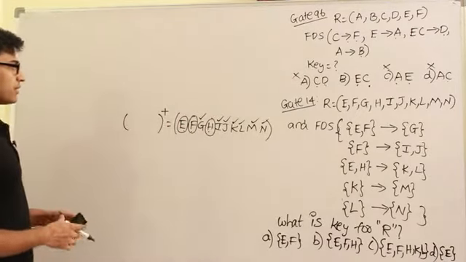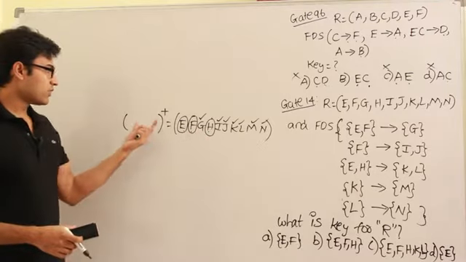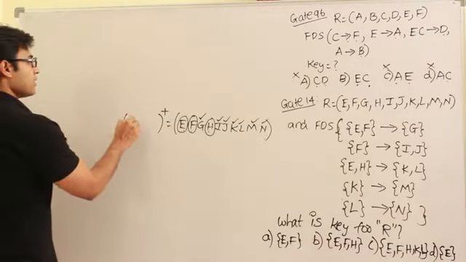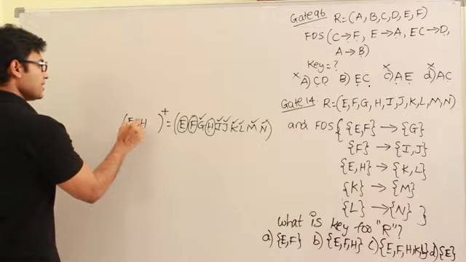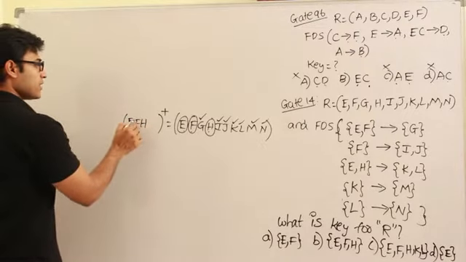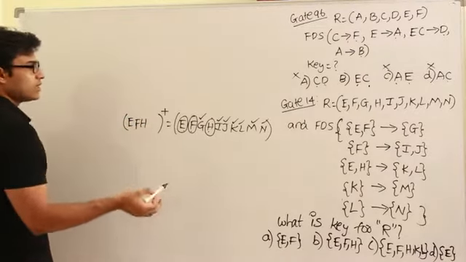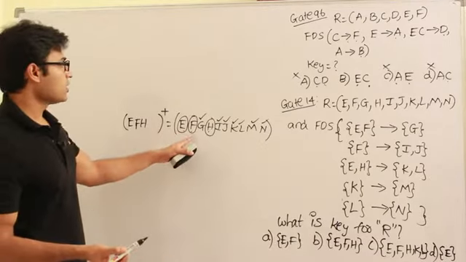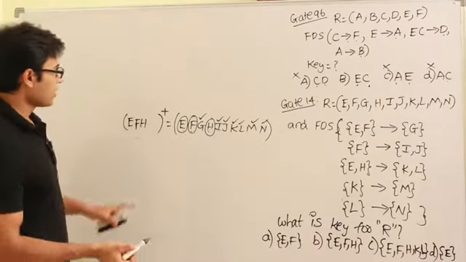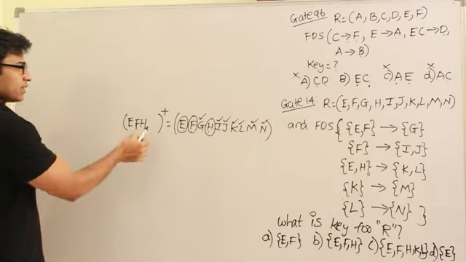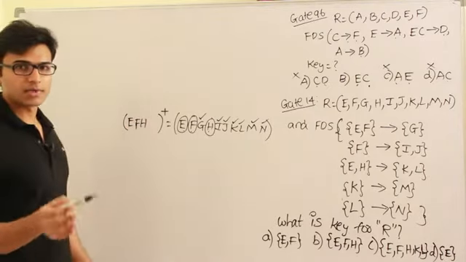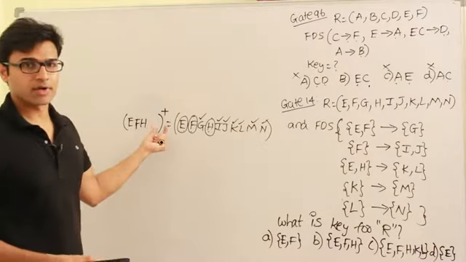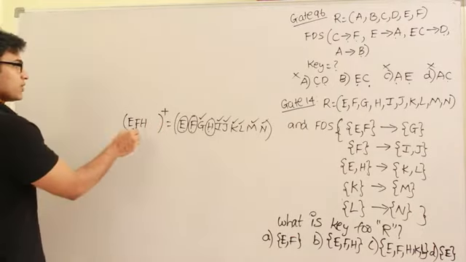So what should happen then? These three attributes should definitely be on the left side. So what are they? E, F and H. These three should definitely be on the left side, which means whatever key you are coming up with should definitely include E, F and H. Along with that, they may contain more if required in case of candidate key. If you want it to be minimal, try to include only the minimum number of attributes which are absolutely required. So E, F and H are definitely required.